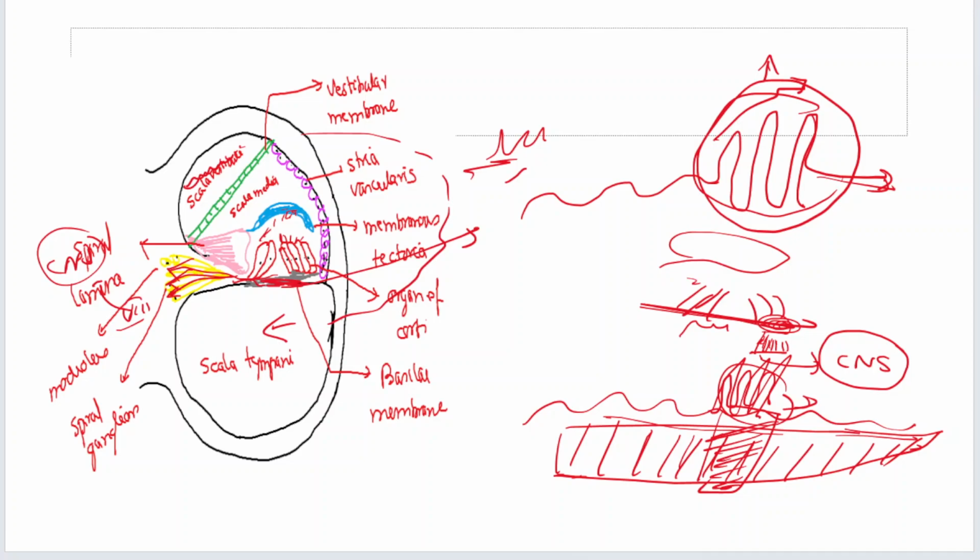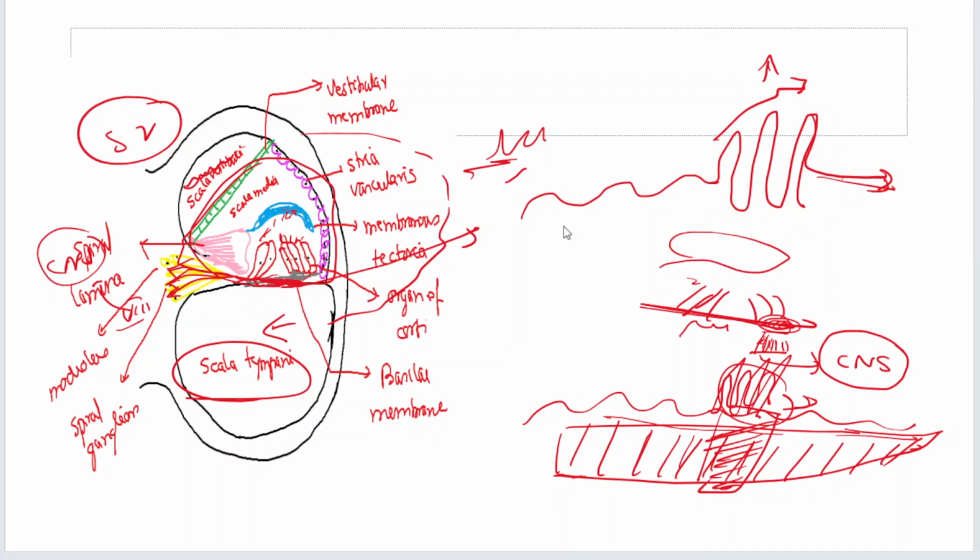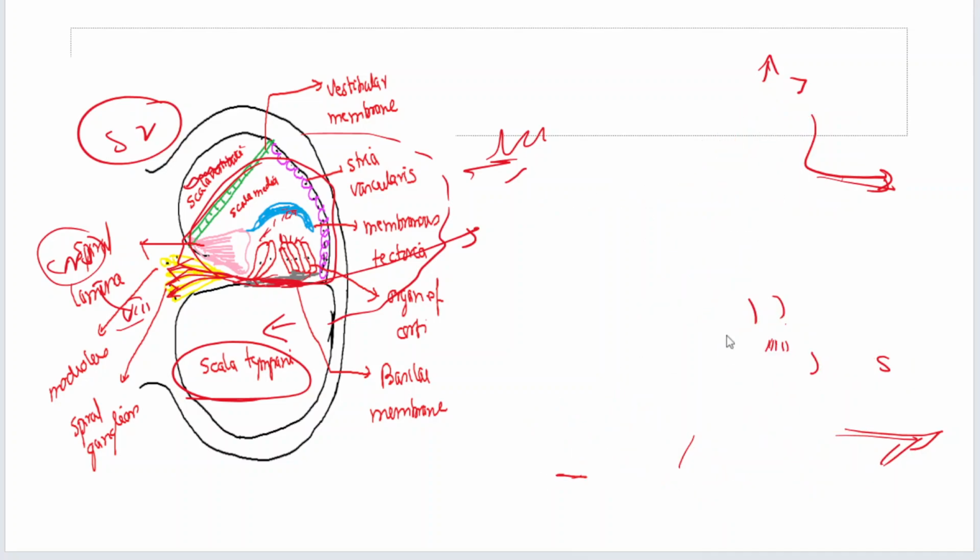Okay, so this is the same thing. This is the scala vestibuli we talked about. This is the scala tympani, and this is the scala media. This is the organ of Corti. So you can think of this organ, this cochlea, as having three tubes.